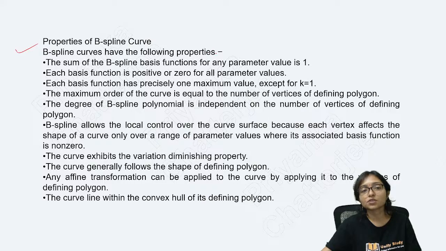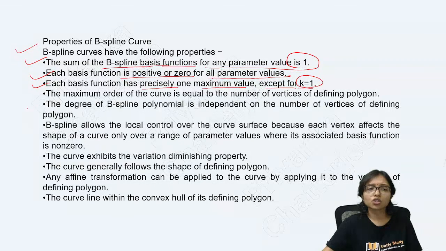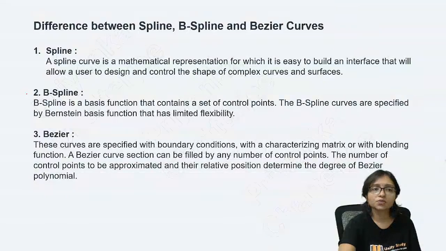The B-spline curve has these properties: the sum of the B-spline basis functions for any parameter value is 1. Each basis function is positive or 0 for all parameter values. Either it will be positive or it will be 0. Each basis function has precisely one maximum value, except for k equals 1. So these are some properties of the B-spline curve.